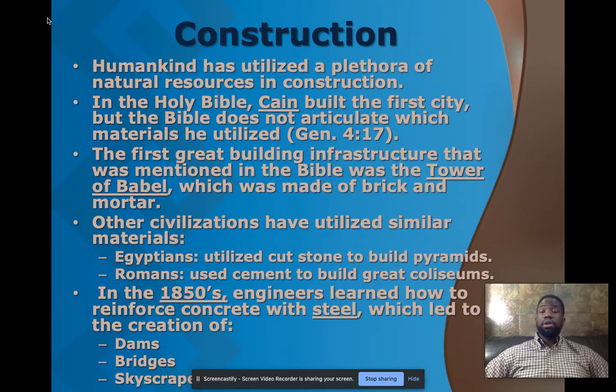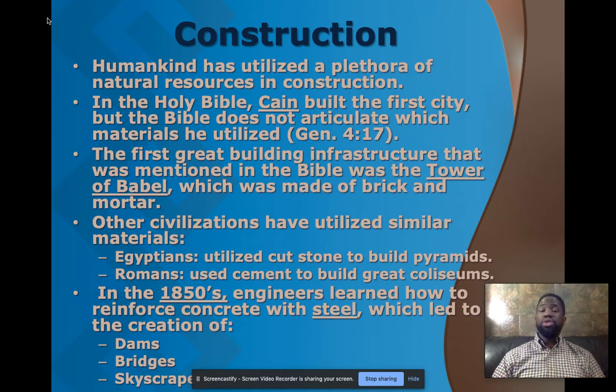Even historically, when we're talking about architectural designs of buildings, various edifices, such as government buildings, homes, skyscrapers, businesses. But the thing about it is, Cain in the Bible, who's the son of Adam and Eve, is actually credited as the first person to build the first city. The Cainites were one of the first to create civilization in the earth. They're descendants of Cain. But the Bible doesn't necessarily articulate which materials were utilized during that time frame.